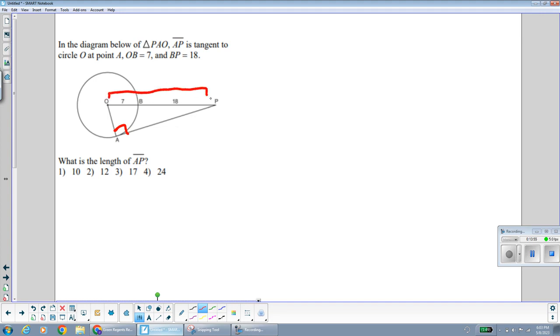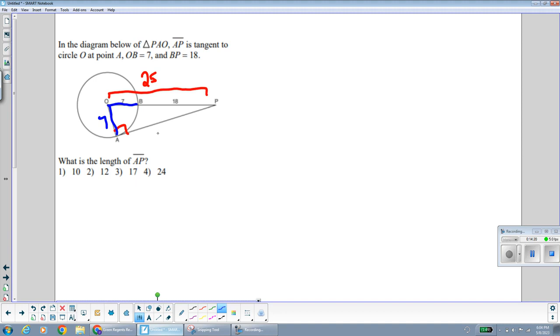I know that this is 7 plus 18, so I can find the side of my right triangle by adding the two parts together. And that would be 25. And remember, all radii of a circle are congruent. Not only is OB a radius of the circle, but so is OA, so it would be 7.